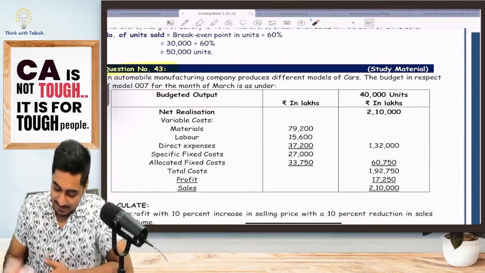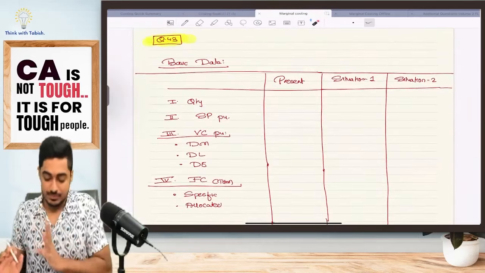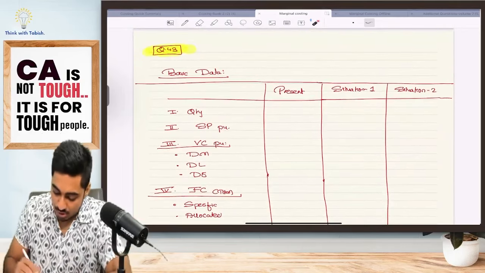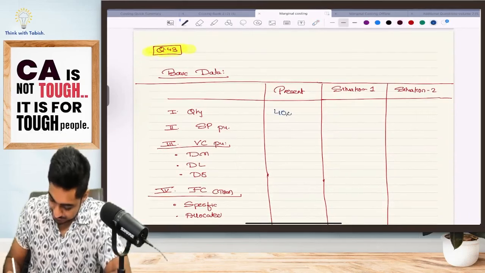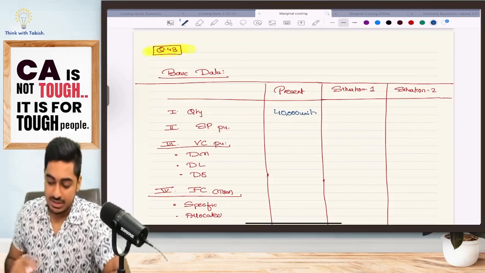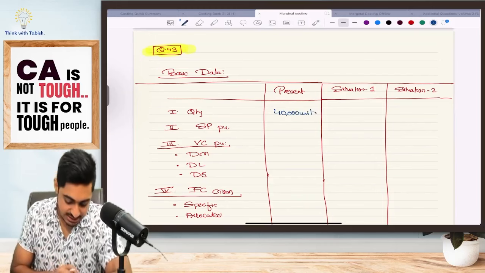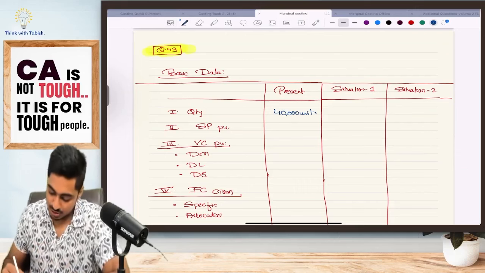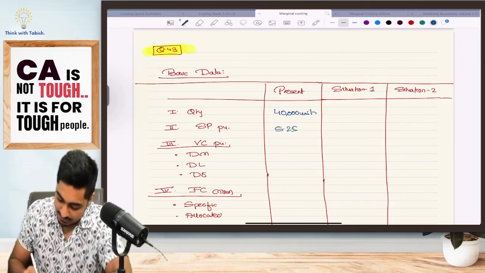So pay attention, everyone. Step number 1, every data I am going to convert based on how I want. Question number 43. Right now, how much quantity am I selling? Sir, right now I am selling 40,000. Every data I want per unit. Selling price, how do I want my sales? Per unit. Tell me what is the total sales, students? It is 2,10,000. It is for how many units? 40,000 units. That means per unit how much is it? It is going to be 5.25. Yes or no, everyone? Yes.